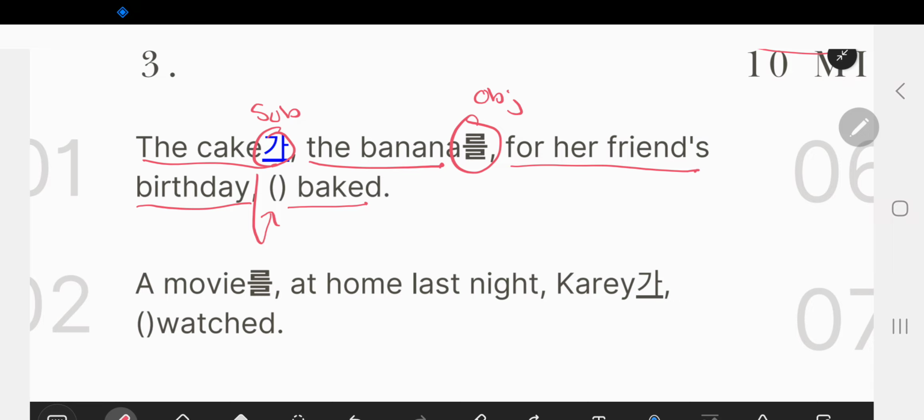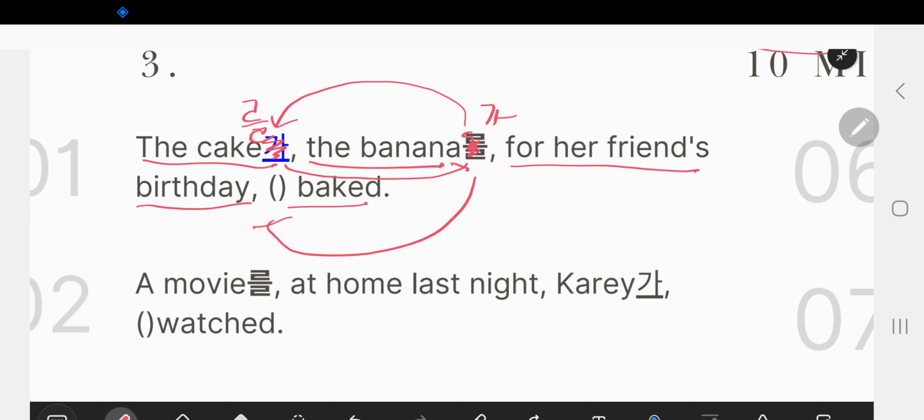Right? And I know the sentence doesn't make sense, but I just wanted you to see the difference between 가 and 를, the subject and object particle. But that is exactly what it means. So the cake baked a banana for her friend's birthday. Okay, but what if we switched places here? What if banana was the subject and what if cake was the object? Then it would be 바나나가 and 케이크를. Then that means the banana baked the cake for her friend's birthday. That would be the sentence.